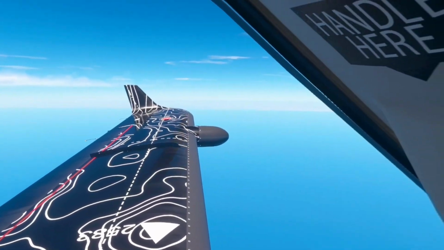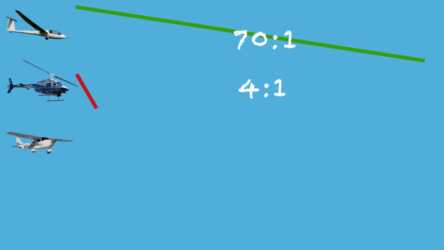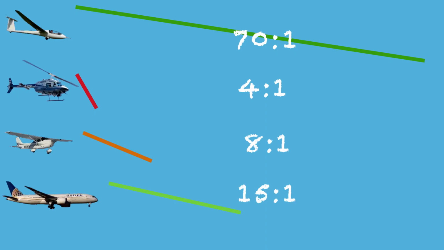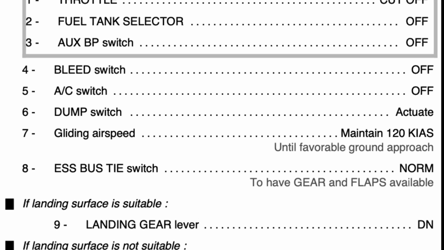Every aircraft has a gliding ratio. Some are very good, like a glider, where the ratio is around 70:1, or a helicopter, with around 4:1. And in between we have general aviation around 8:1, or airliners around 15:1. The best gliding ratio is obtained by maintaining a specific airspeed. It will give you the best compromise between altitude loss versus distance forward.